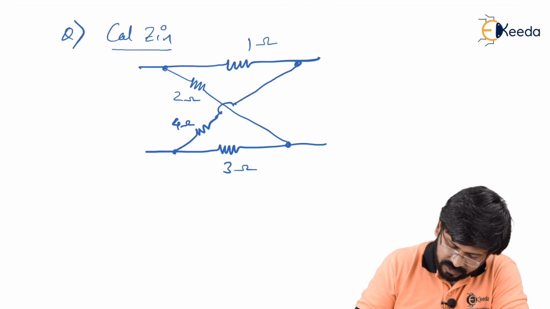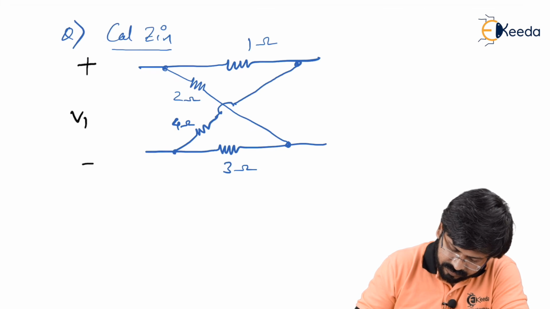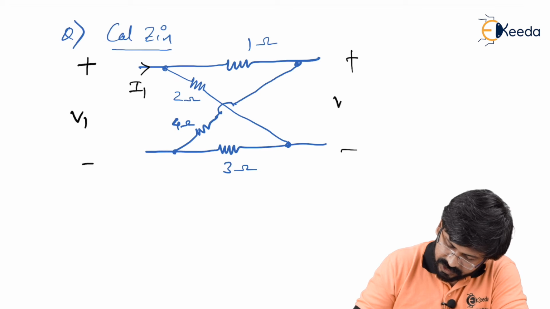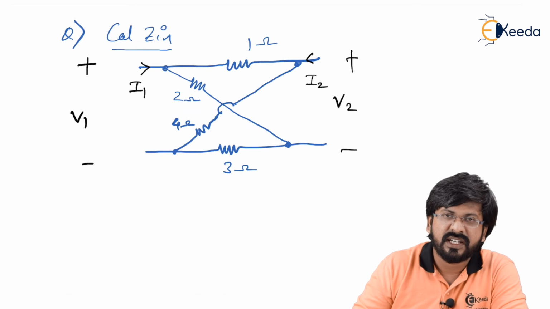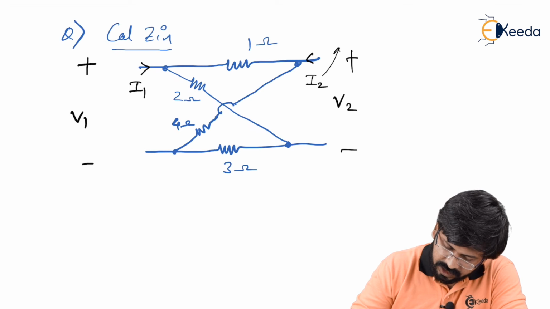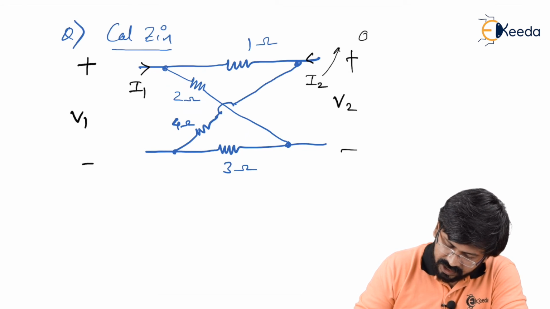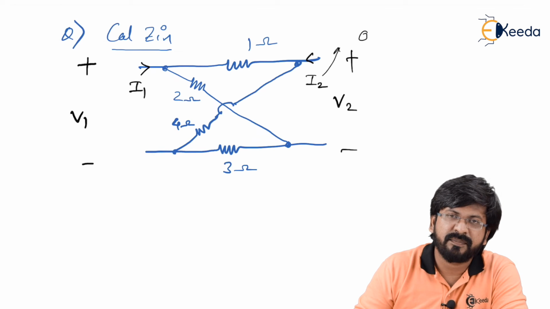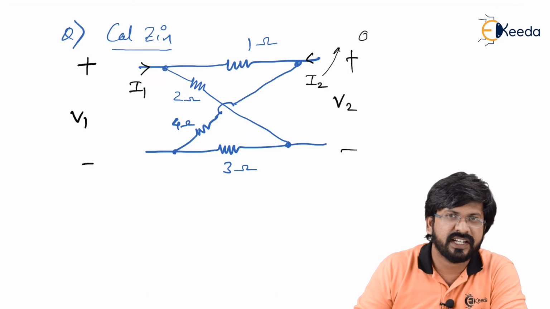Let's see. Say this is plus minus V1. I'll say I1. And this is plus minus V2. And I'll say I2. But as you can see, since the load is not connected here, I can actually say I2 equal to 0. So this I2 value is nothing but 0. On the input side, as we can see, V1 and I1. So if I take the V1 by I1 ratio, what am I supposed to get? I'm supposed to get Z in.